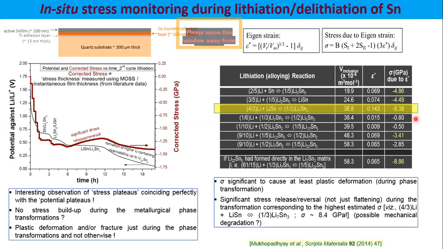Due to Li7Sn3, the stress magnitude is 8 GPa. One should be very surprised how a material can sustain 8 GPa. It should get fractured. This 8 GPa cannot be sustained by the tin film, so the tin film starts to plastically deform. That is why this stress release is observed in this profile.